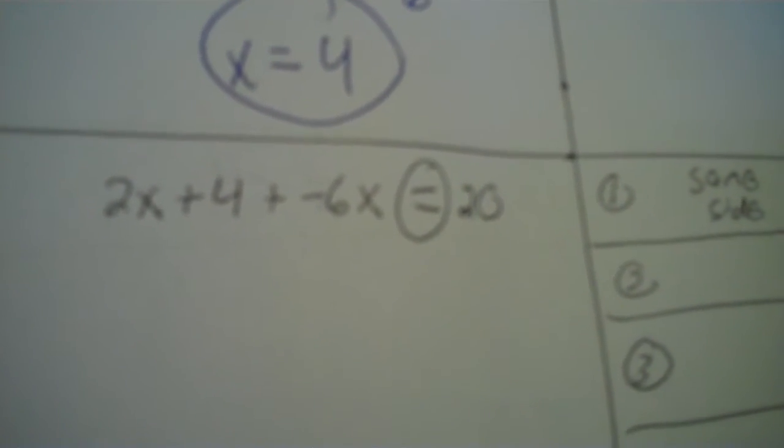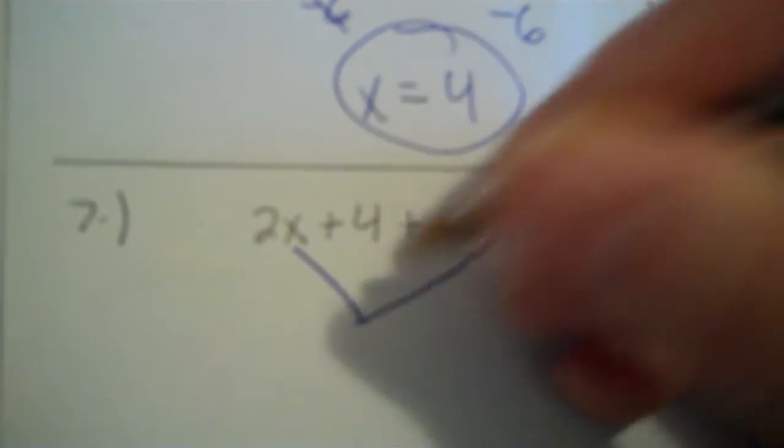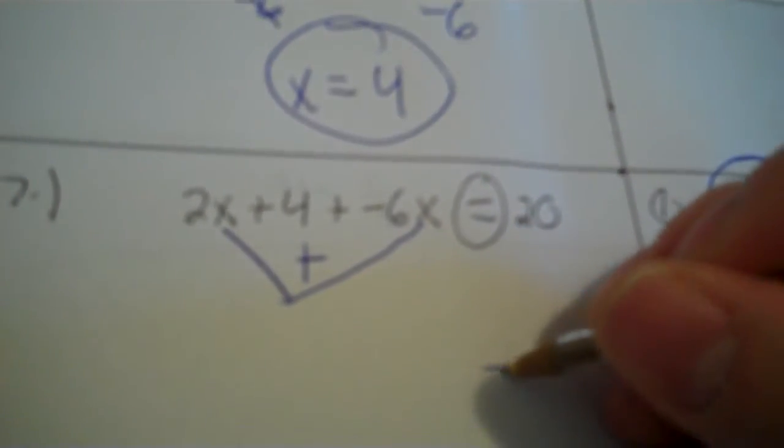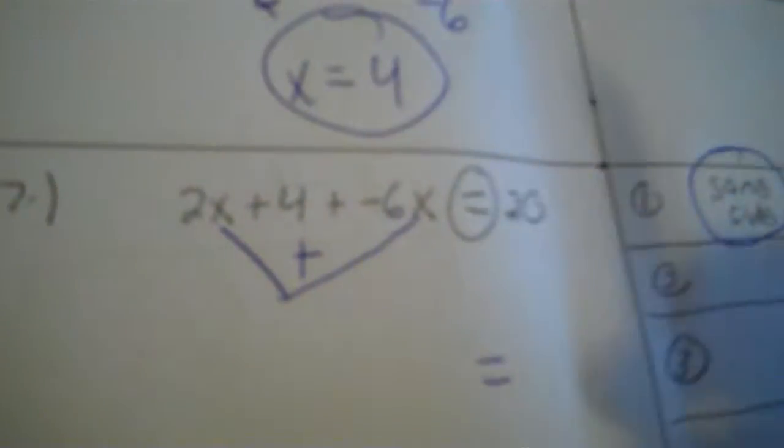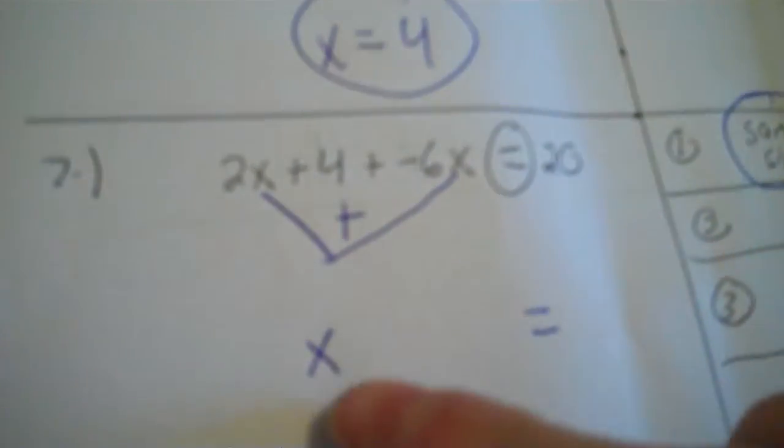Okay, number 7, 2x plus 4 plus negative 6x equals 20. Now look at step 1. You have 2 different x's. Are they on the same side or opposite sides of the equals? They're on the same side, okay? So if they're on the same side, you need to make a V and write plus because you're going to add those, okay? So when you're adding a 2 plus a negative 6, put x down, and then you just add 2 and negative 6. You get negative 4.